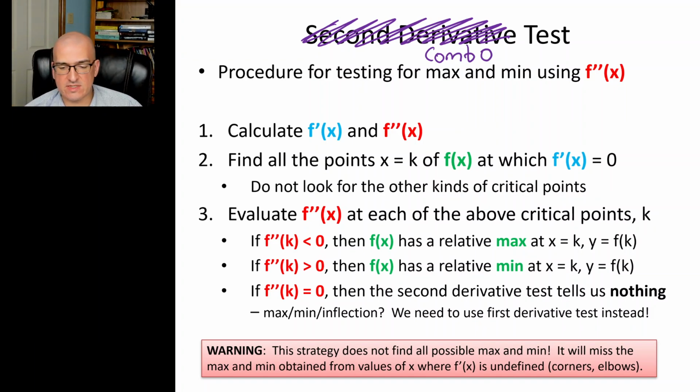So two weaknesses. It can fail, and it misses all max and min that are sharp corners. So anything that looks like a corner or an elbow, any of those locations where f prime of x is undefined, it completely misses those. It can't be used for them.